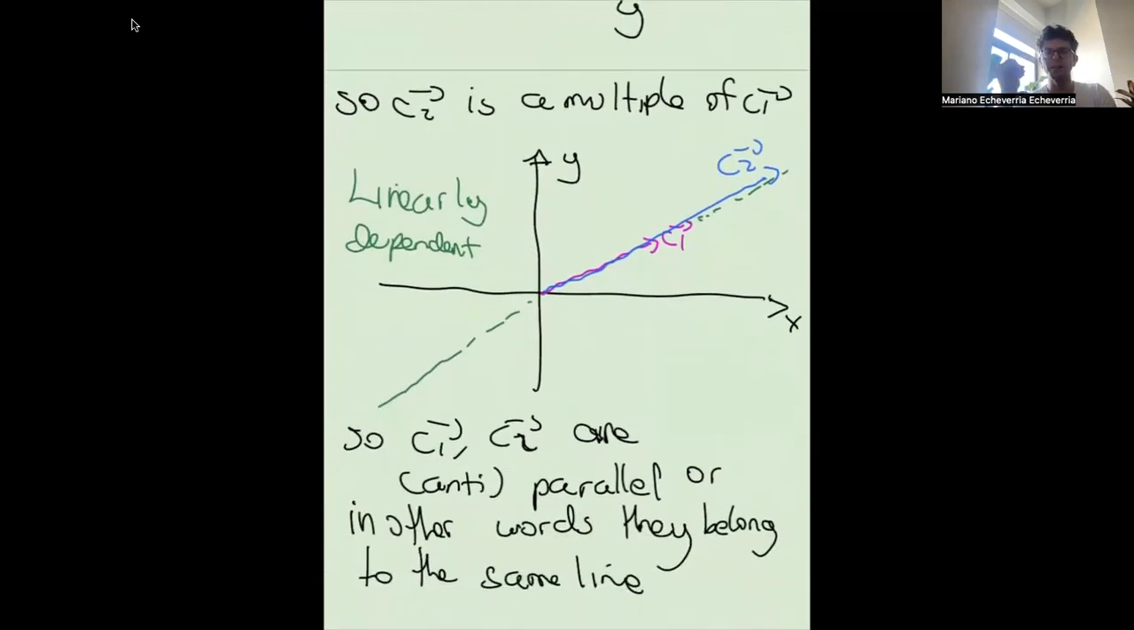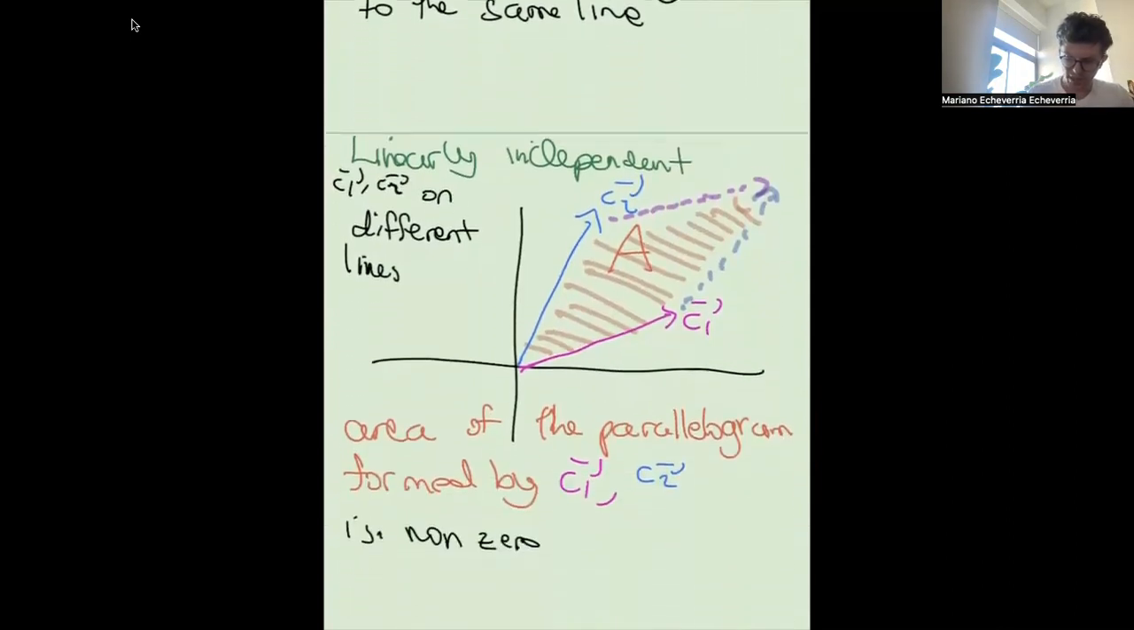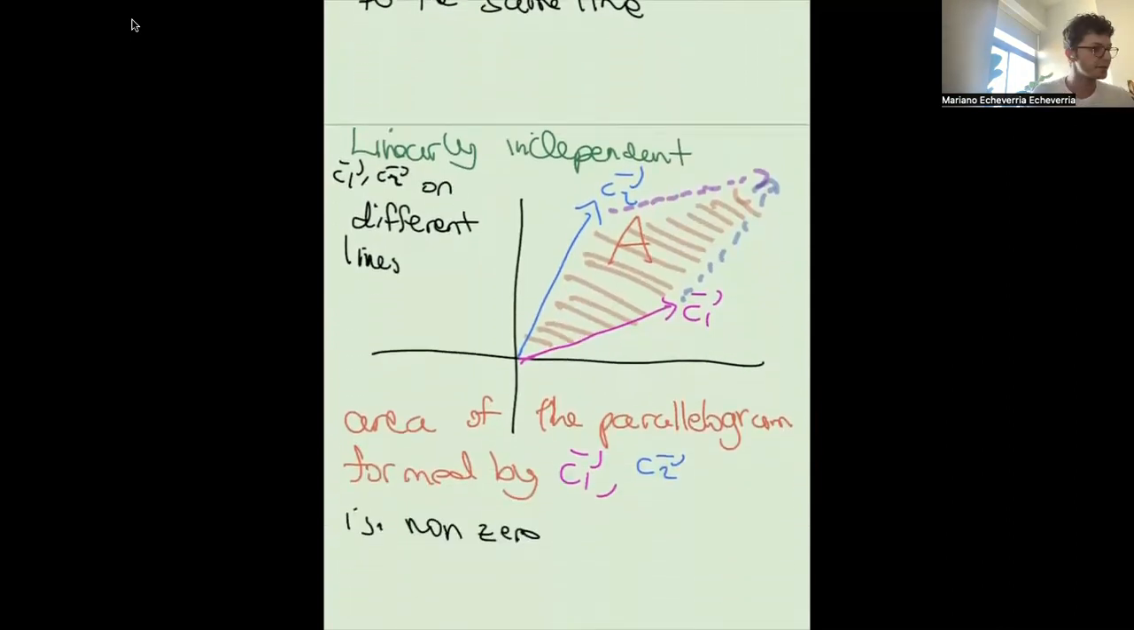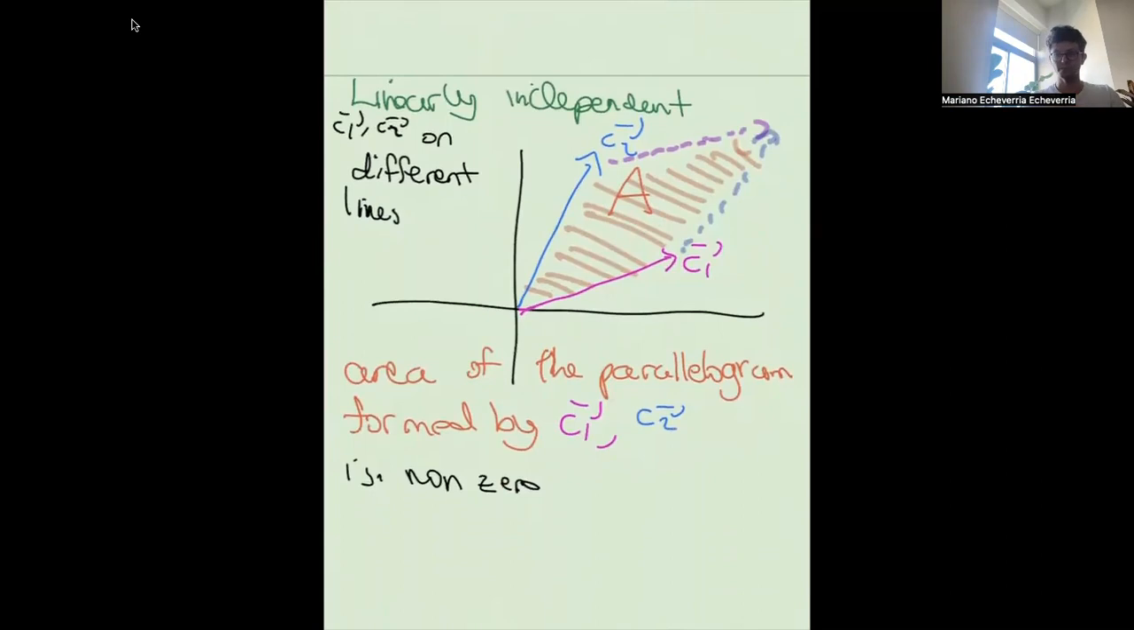So linearly dependent is parallel vectors or vectors on the same line. It's kind of squashing the parallelogram, right? If you try to make a parallelogram with these two vectors, you kind of collapse it to a line, so it has zero area. And in the linearly independent case, since they're not both on the same line, there's some size, some area to it. And so you can state this condition in terms of that area.